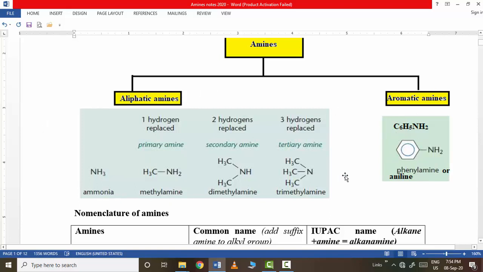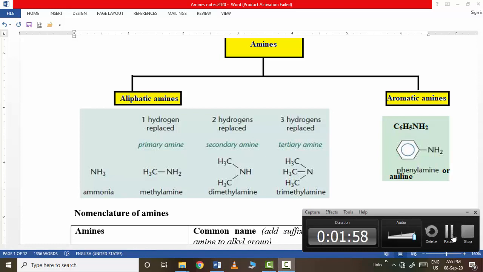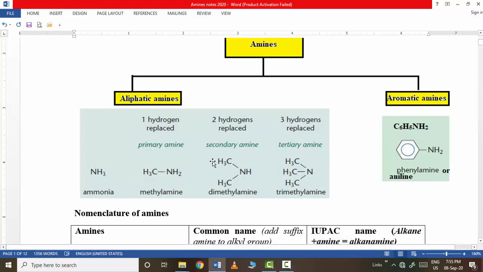If you look at the examples of the aliphatic amines, you will not see any ring structure present there. So primary amine, under aliphatic amines, this is the nitrogen, ammonia. Ammonia has three hydrogens. Each of these hydrogens can be replaced by the alkyl group. If you look at the primary amine, one of the hydrogens is replaced by the methyl group. Therefore, the name is also methylamine.